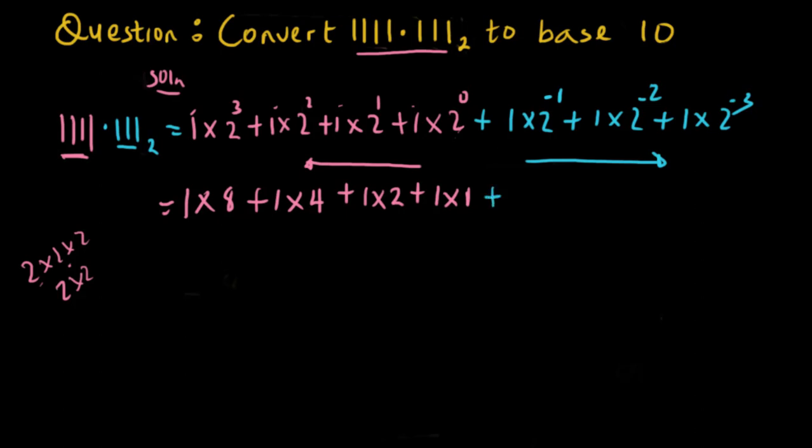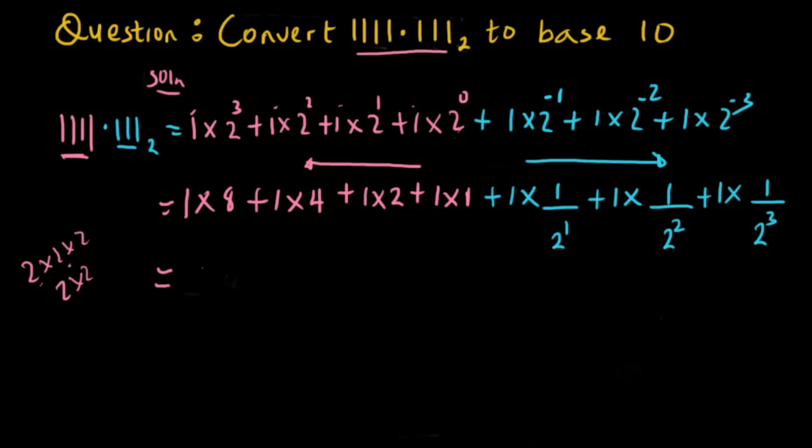Then we have plus 1 times 2 raised to power minus 1. Remember, the minus turns to 1 over, and then we have 2 raised to power 1, plus 1 times 2 raised to power minus 2. The minus turns to 1 over, and then we have 2 raised to power 2, plus 1 times 2 raised to power minus 3. The minus turns to 1 all over 2 raised to power 3. Does this make sense? So let's do this.